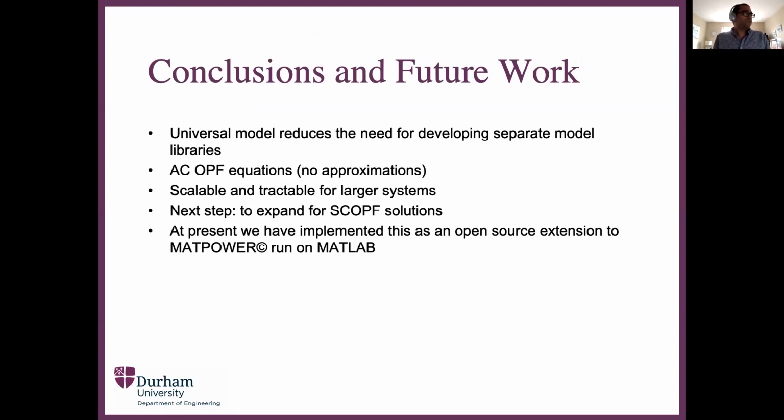The conclusion is that, yes, we managed to create this universal model, and that will reduce the need for having separate model libraries. Whenever you need to change something in your network topology, you can simply change the settings of the flexible, universal model, and it is able to represent that. You can also use DC equations if you want. There's nothing stopping you from doing that. But we want to make sure that with the AC equations, our model behaves well, which it has been doing.